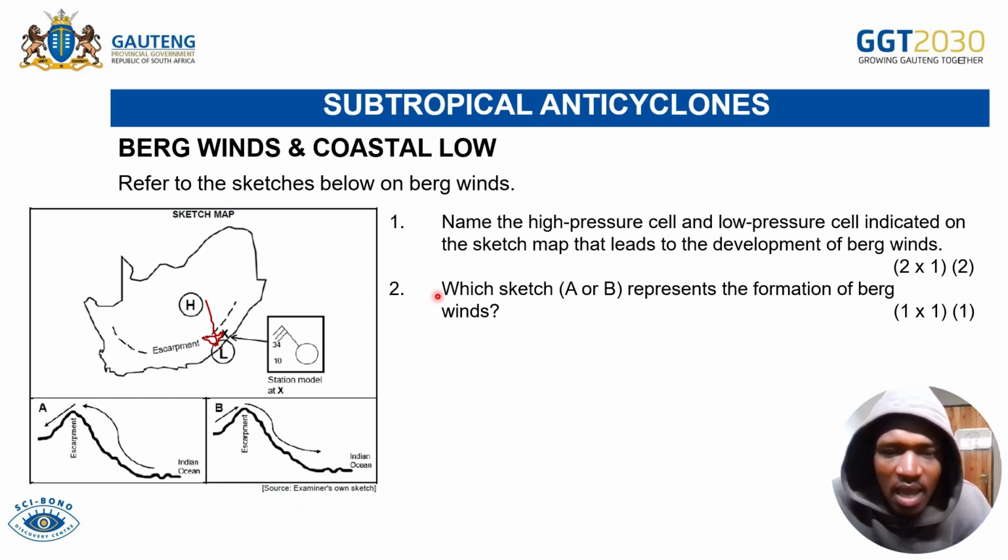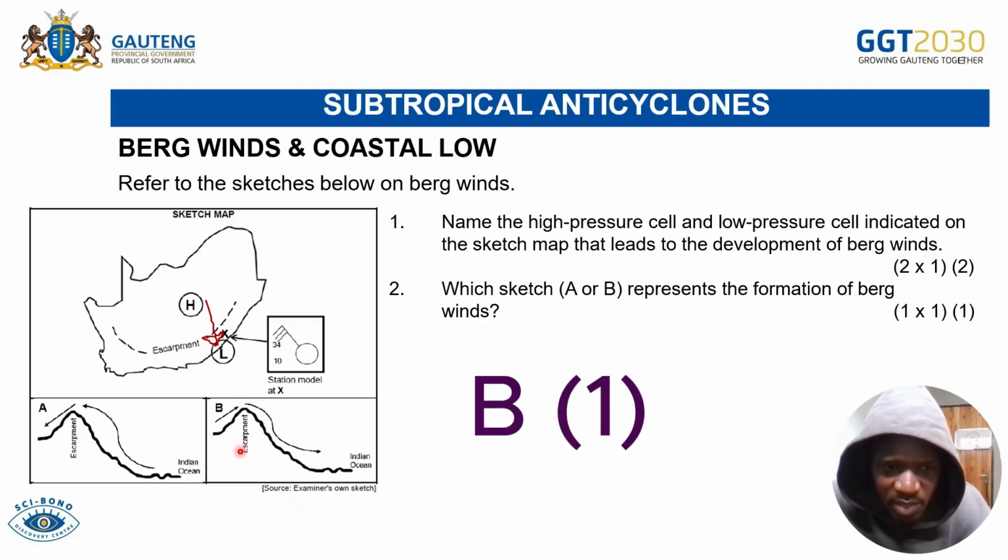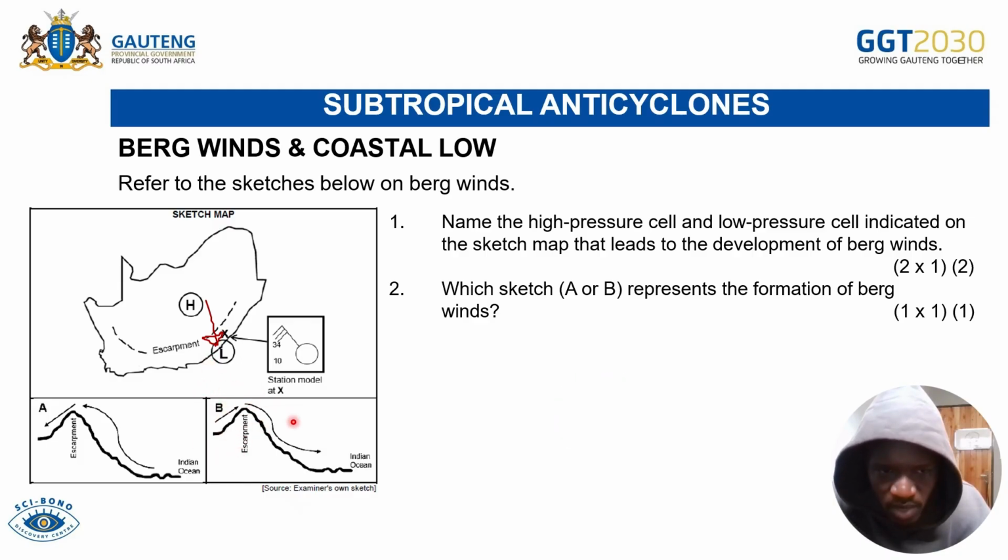Which sketch, A or B, represents the formation of Berg winds? Let's go back. Is it A or B? Remember, I told you Berg winds are offshore winds. They move from the land towards our coast. You can see that at A, they move from the ocean towards the land. Our Berg winds move from the land towards the ocean, towards the coast. So the answer has to be sketch B. They're moving from the interior towards the coast. They are offshore winds. So the answer is B.